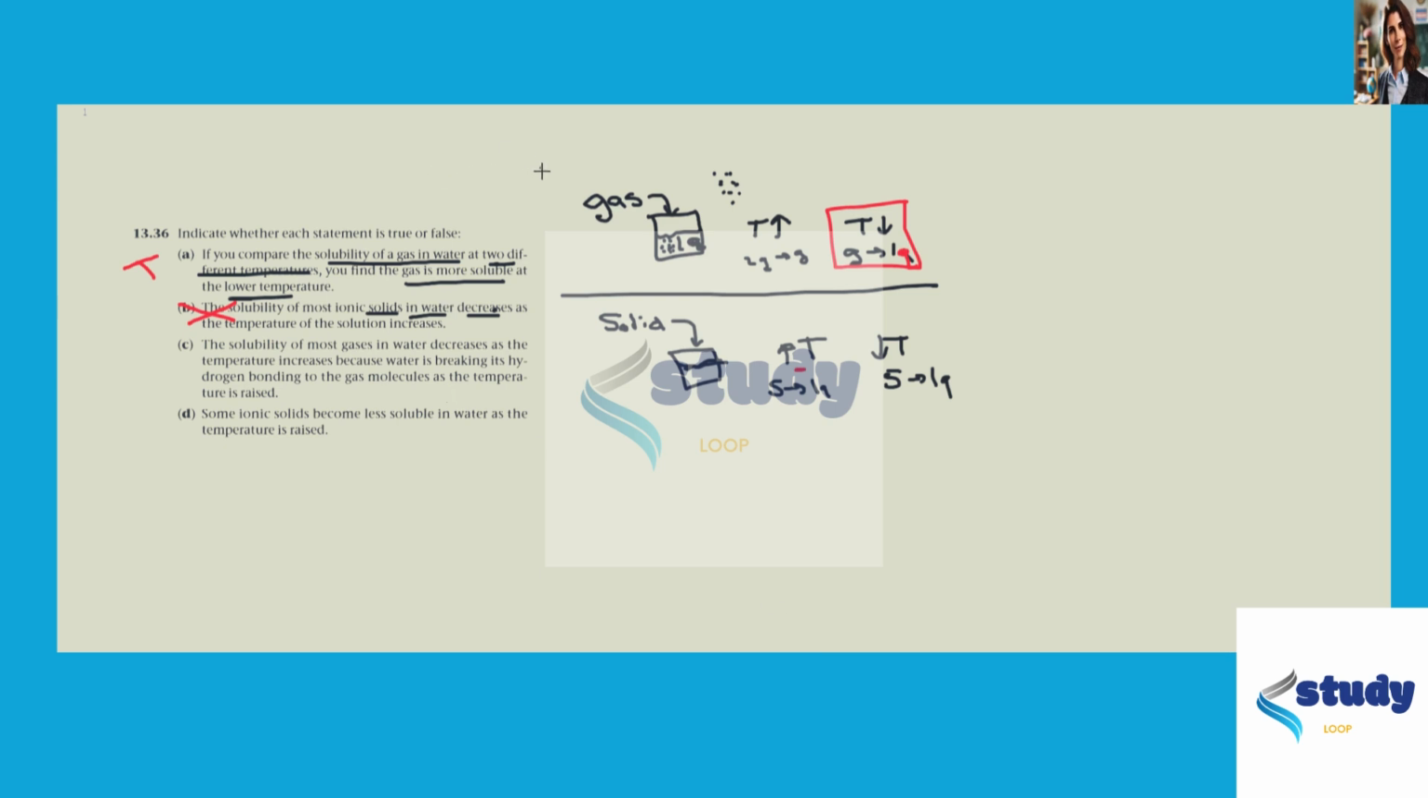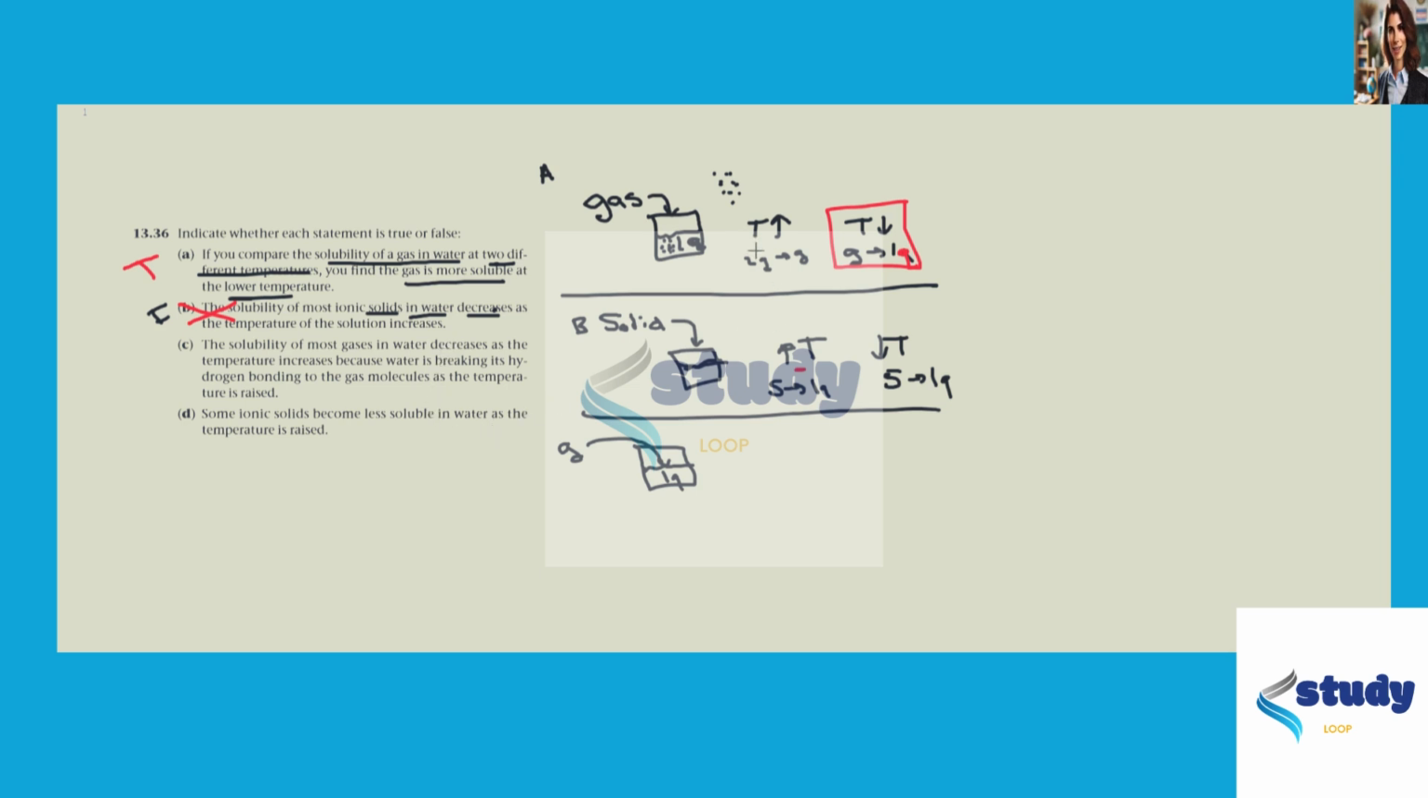All right, moving on to C. So we've covered A, we've covered B, and C, the solubility of most gases in water. So we're talking about what we talked up top. We've got a gas going into water, into a liquid state. The solubility of most gases in water decreases as the temperature increases.